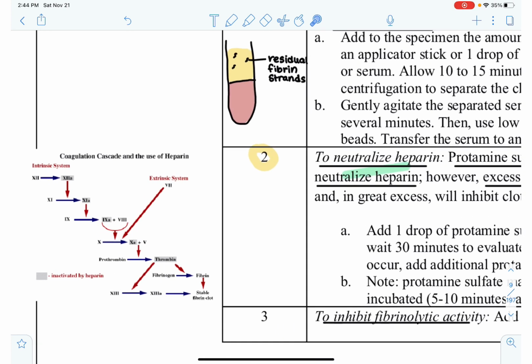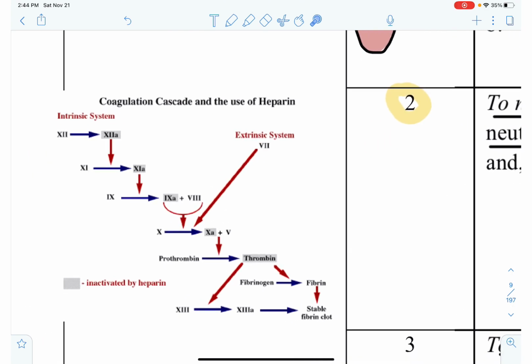On the left side of the screen, I've added how heparin impacts the coagulation cascade. Recall that we have the intrinsic pathway, the extrinsic pathway, and then we have the common pathway. Heparin acts on the common pathway when it prevents the conversion of fibrinogen to fibrin. Thus, the patient is unable to form a stable clot.